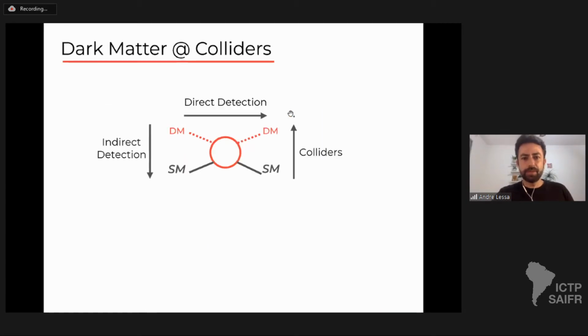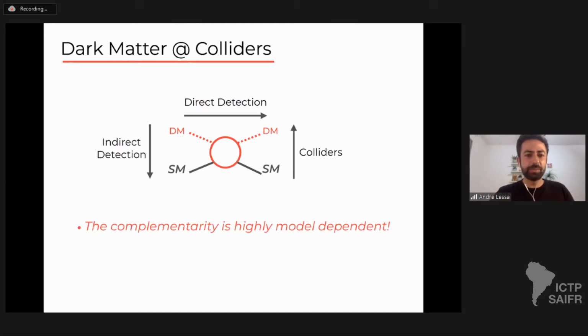I'll start with this super beaten down diagram that we typically use to illustrate how all these different experiments have a role in searching for dark matter. It can be quite misleading sometimes, because the complementarity of these different searches is very model dependent. What I'd like to discuss in my talk is what's the role of colliders in this diagram, when it's really competitive with direct and indirect detection, and when it can be the major player in searching for dark matter.